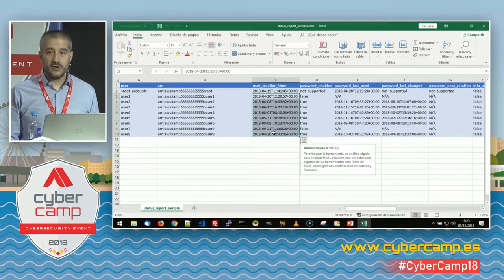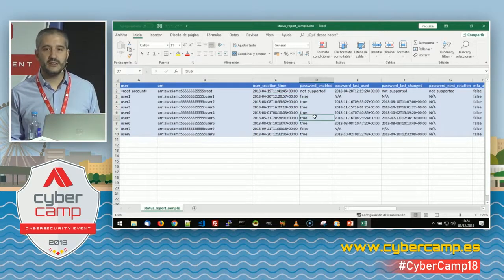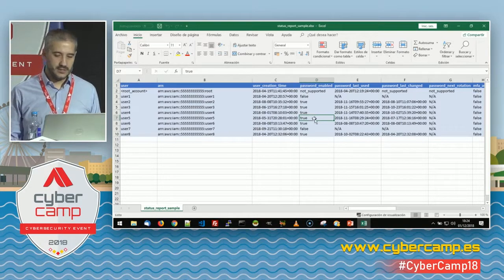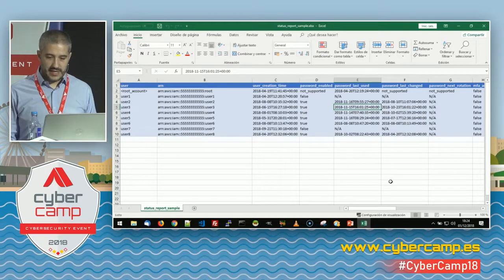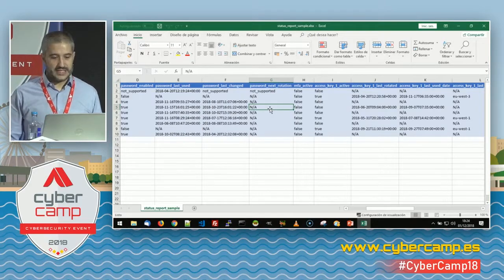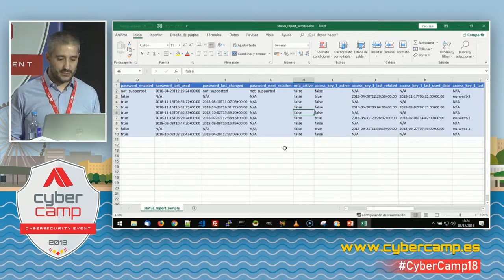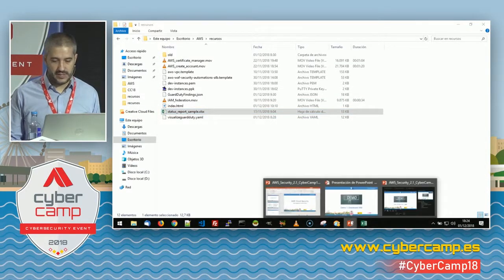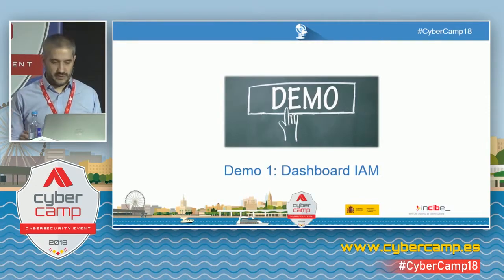Here we can see all the users for the account, when the user was registered, if they have a password, so they can access the dashboard or not, when they last used it, when they last used their password, if they've got the rotation of password activated or not, if they have an access key, when they used it. All the necessary information for me to know if the user is making good, normal use of the account, or if there are any users who are not using Amazon services at the end of the day.